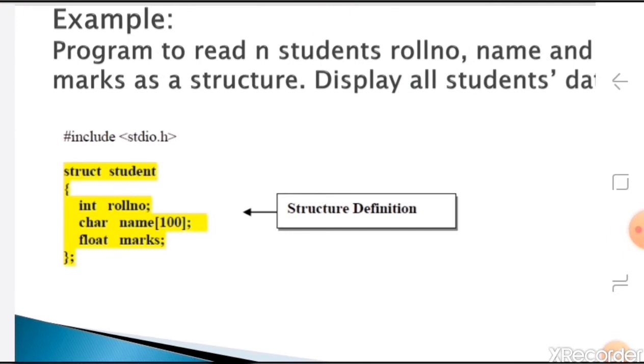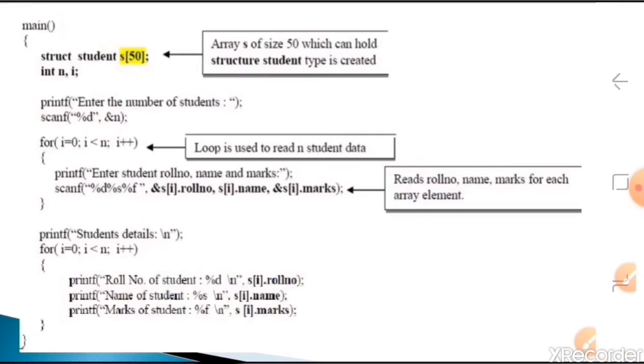In the previous program we took the student information, that is roll number, name and marks, in a structure for one student. Now, instead of one student, we'll ask the user to enter n number of students, store them in an array of structure, and then display it. The program starts with #include <stdio.h>, then the structure definition, then the main function. For the structure we defined, we're creating an array.